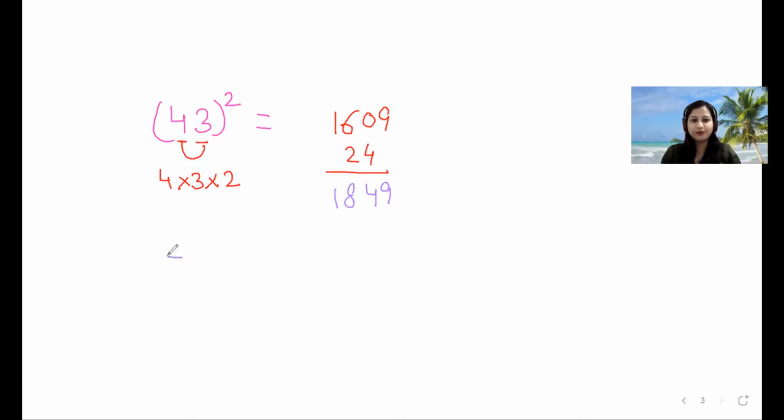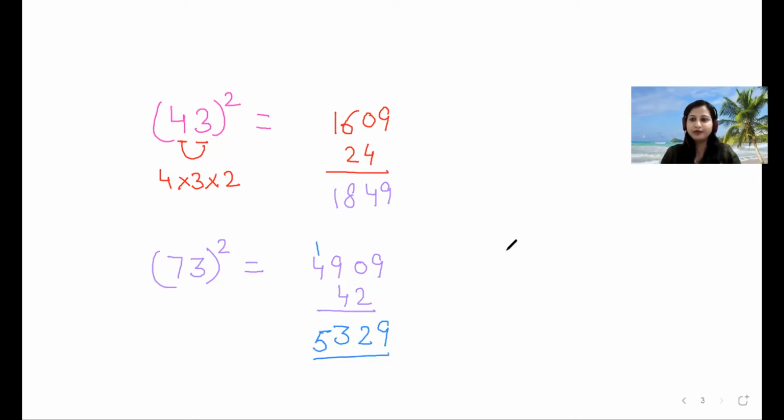Okay, quickly do this one. 73 square. Okay, let's see now. 3 square, 9, wonderful. 7 square, 49. Let's multiply the digits. 7 times 3 is 21. 21 times 2 would be 42. Let's write in the middle. And now do the addition. So how much we'll get after addition? This will be 9, 2, 9 plus 4, 13. Carry and 5. It would be 5629.